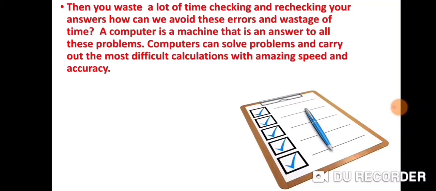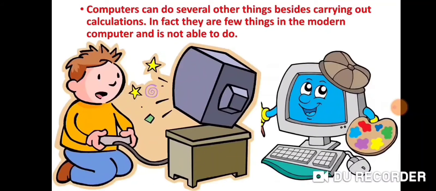Computers can solve problems and carry out the most difficult calculations with amazing speed and accuracy. So, without making a mistake, the computer can carry out various problems and calculations and give us results at an amazing speed, that's very fast, without wasting much of our time. Computers can do several other things besides carrying out calculations. Rather than carrying out only calculations, a computer has other uses as well. Now, what are those uses? We will learn about them. In fact, there are very few things the modern computer is not able to do.